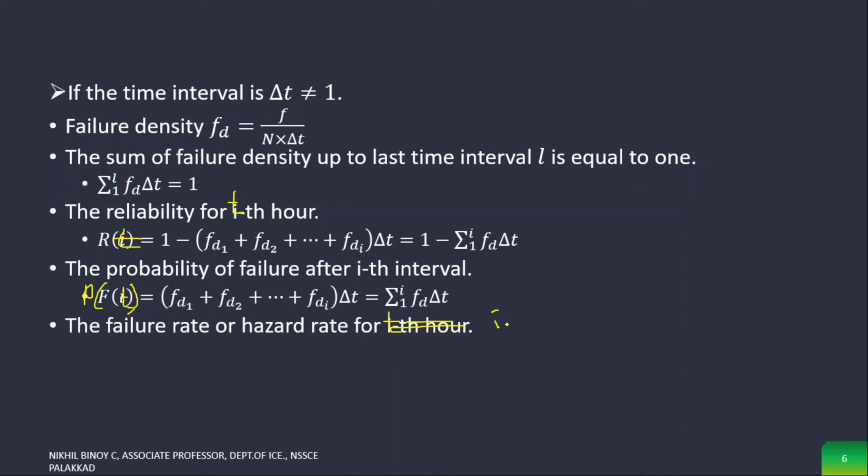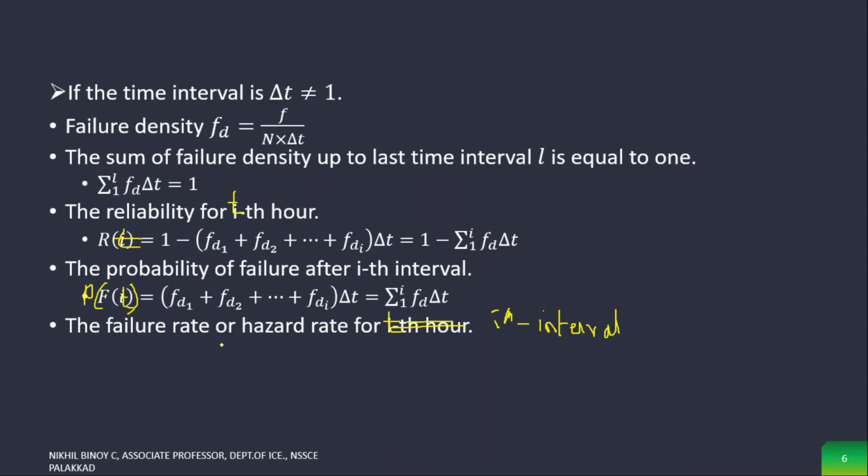For the ith interval. Please note the failure density and hazard rate are for an interval. It is interval based data. Sum of failure, reliability, probability of failure, number of failure, etc. are time based data. Please remember that important concept.